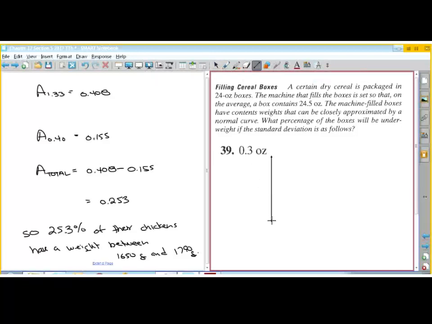Let's see if we can see what this means by drawing a picture again. So we draw our normal distribution.